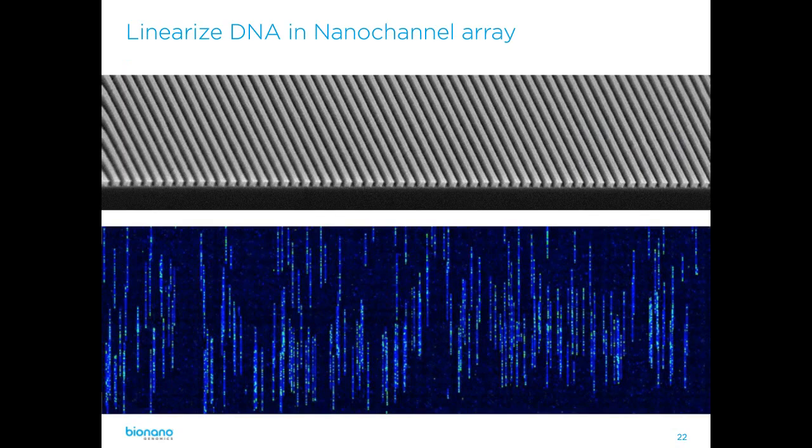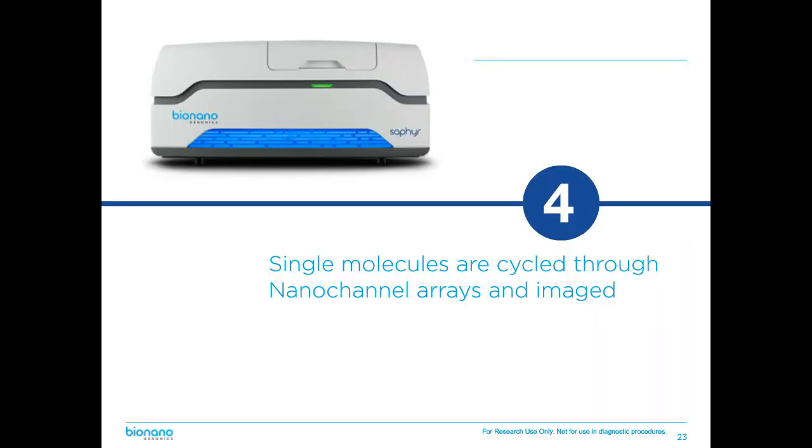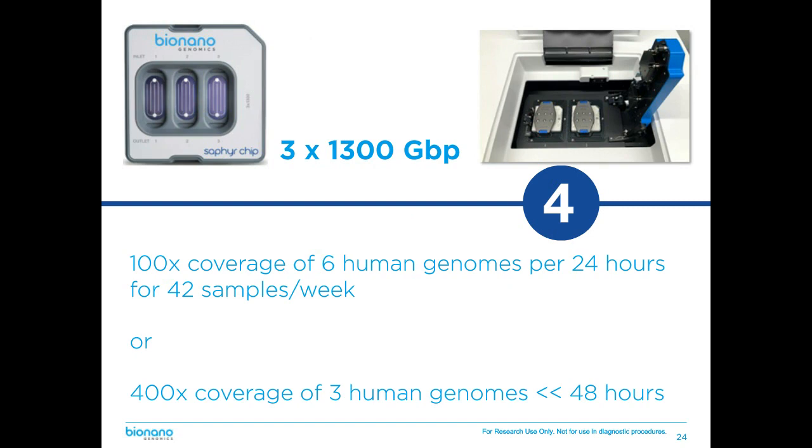You can see in the images that the molecules shown below can clearly sit in each of these channels. The backbone is stained with an intercalating dye that gives the blue signal, and that sequence motif is labeled in green. The molecules are cycled through the chips and imaged, and we can collect 100x coverage on 6 human genomes per 24 hours. We're increasing that later this year. Or you can run the flow cells longer and collect 400x coverage of 3 human genomes in much less than 2 days.